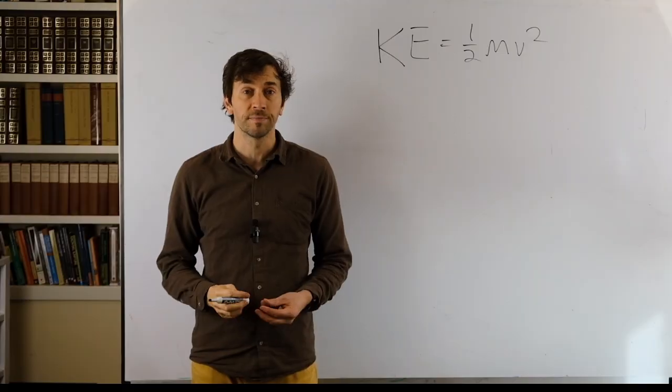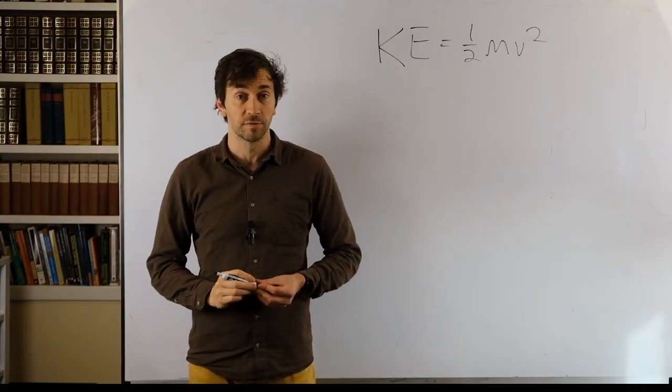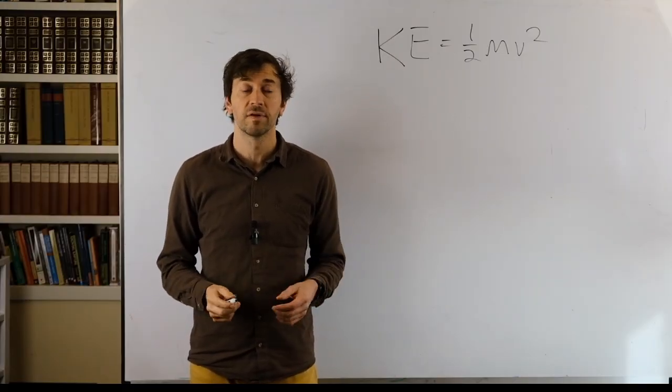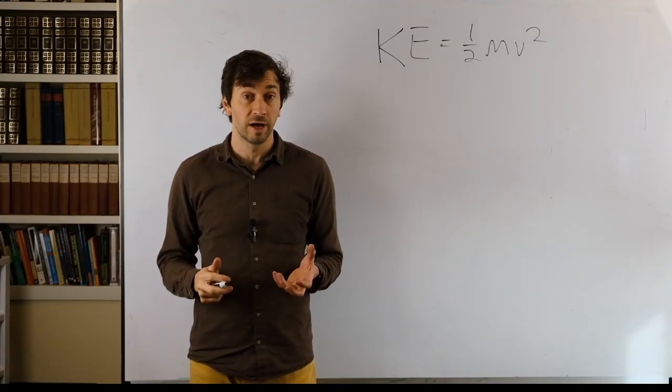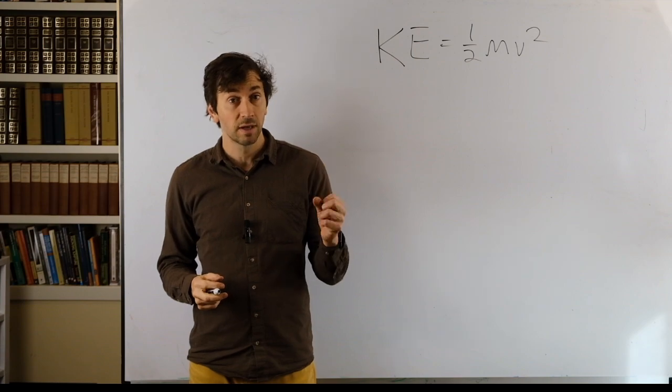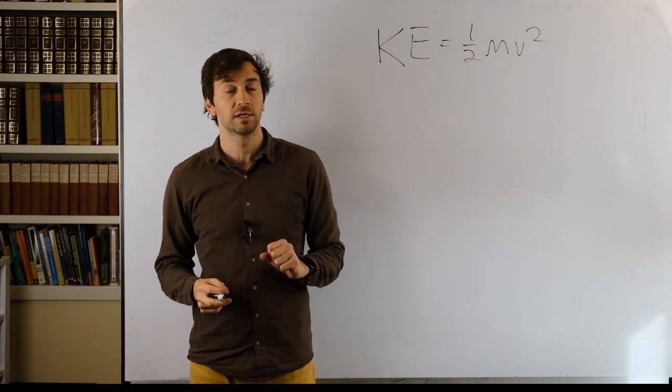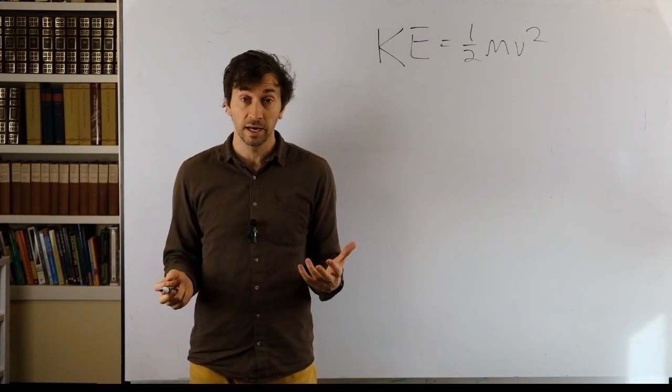The first formula is for kinetic energy. The formula is K equals 1/2 mv squared. This is the energy of a moving object. So there's a mass and it's moving with a certain velocity and it has kinetic energy.